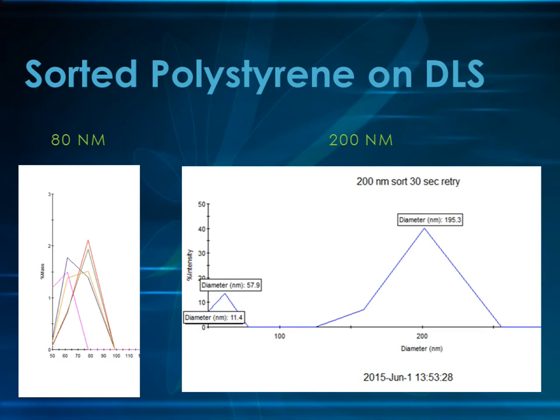The instrument required concentrating the sample to use the DLS, and in the sample there was a clear 80 nanometer population and a lack of 200 nanometer beads. This indicates that we sorted the 80 nanometer beads from the 200 nanometer beads. The 200 nanometer post-sort population was also run on the Delsimax.